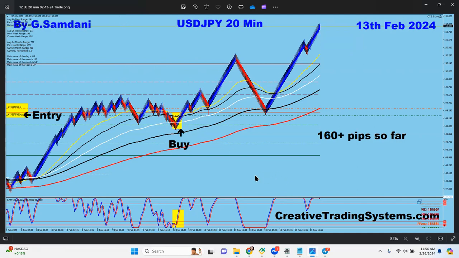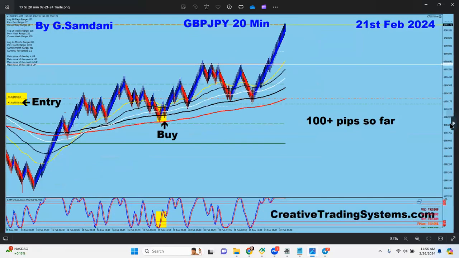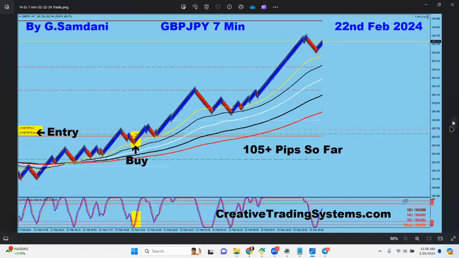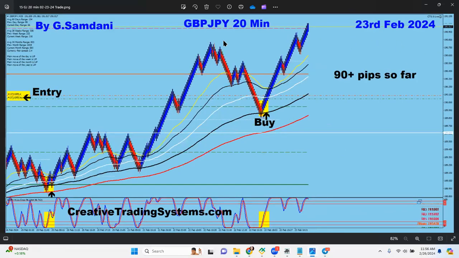So when they were retracing, I said I'm not going to touch them until the retracement is finished, and then they start to go up again, and then I will start my game again. On the 21st, pound yen again, see after the retracement, it started to go up, this entry, and then 100 pip here from the 20-minute chart. Then the 22nd, again pound yen, beautiful entry of the trade opened by the EA, and 105 pip here. And this one on the 23rd, pound yen again from the 20-minute chart, beautiful entry, 90 pip.